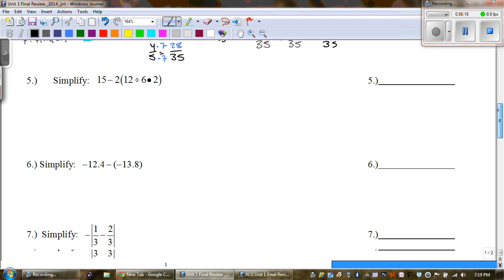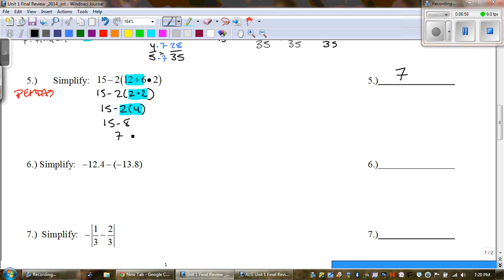All right, simplify. Remember, when we're doing problems like this, we're following PEMDAS. Okay, please excuse my dear Aunt Sally. From left to right, we start inside. 12 divided by 6 is 2. Okay, we stick with the multiplication. 2 times 2 is 4. And remember, we're still multiplying here. Multiplication comes before subtraction. 2 times 4 is 8, and 15 minus 8 is 7.